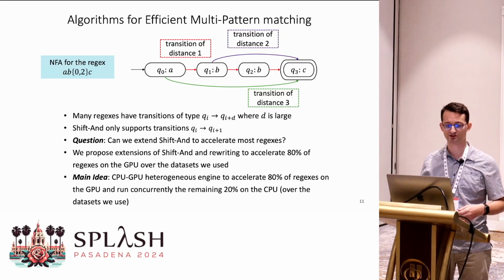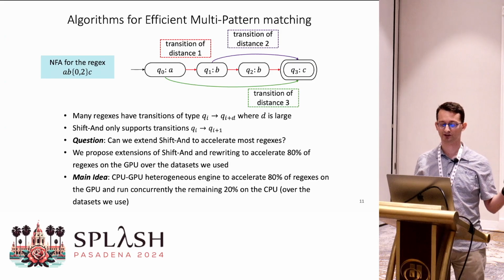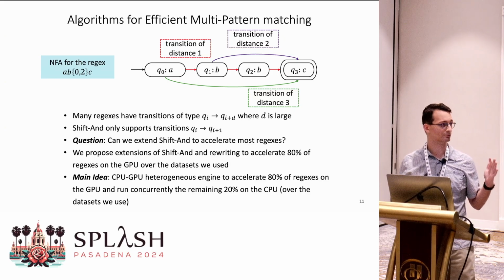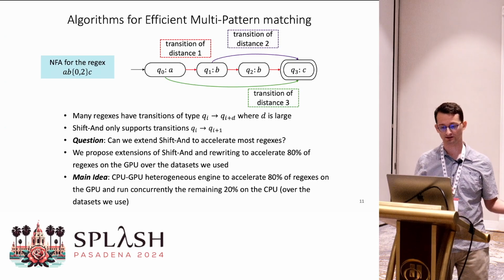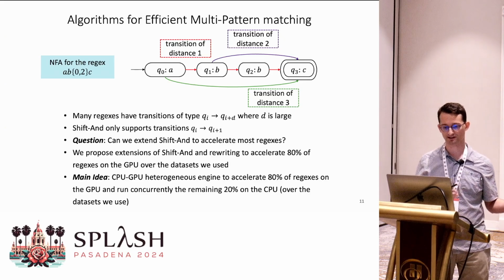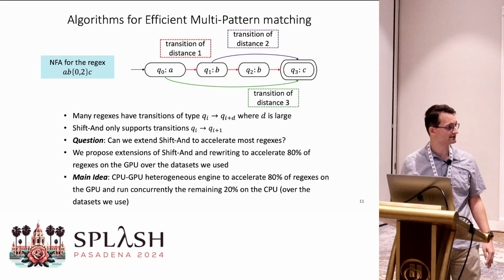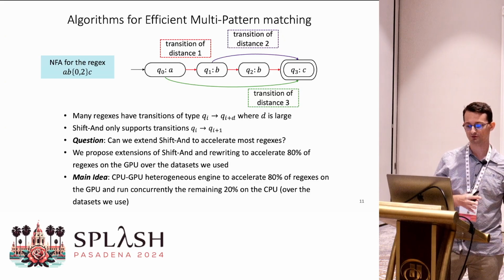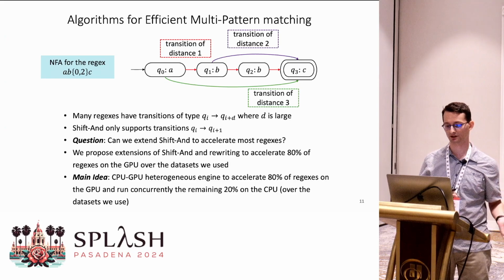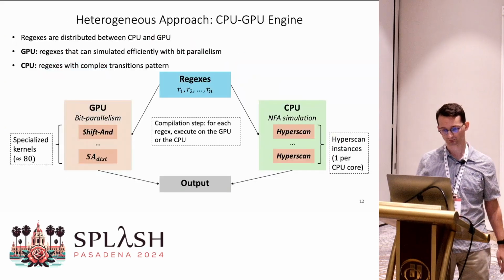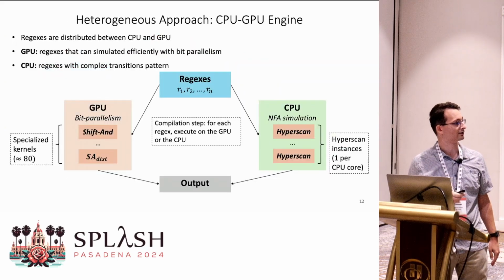So the question that we want to solve is, can we extend this Shift-And on the GPU to accelerate most regexes on the GPU? And the answer of this paper is yes. We propose extensions of Shift-And and rewritings that enable us to accelerate about 80% of the regexes on our datasets over the GPU. And the main idea that we have is to use a heterogeneous approach using the CPU and the GPU to accelerate the vast majority of regexes on the GPU and run concurrently the rest on the CPU.